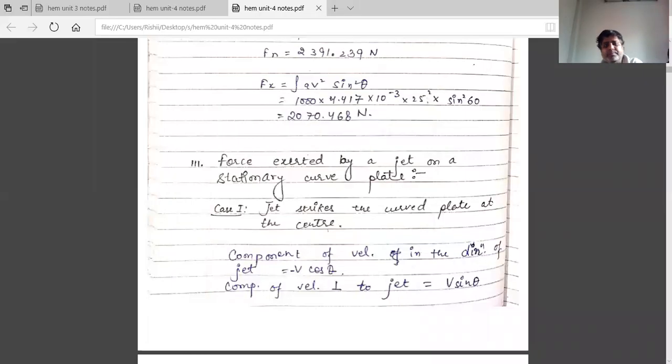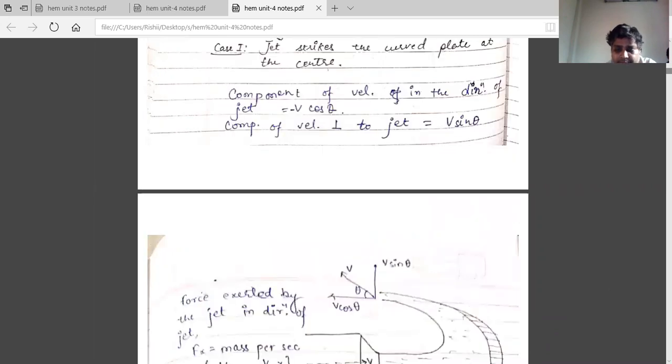Case third. Force exerted by a jet on a stationary curved plate. In this case, first case one, jet strikes the curved plate at the center. Component of velocity in the direction of the jet, which is negative, minus v cos theta. Component perpendicular to the jet, v sin theta.